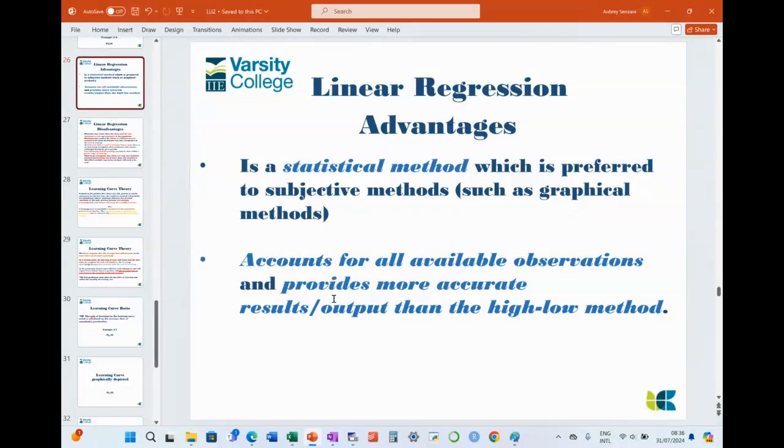Okay. And then obviously it just allows us to begin to make relevant estimations. So that's what they're speaking to there. It accounts for all available observations and provides more accurate results or output than the high-low method.